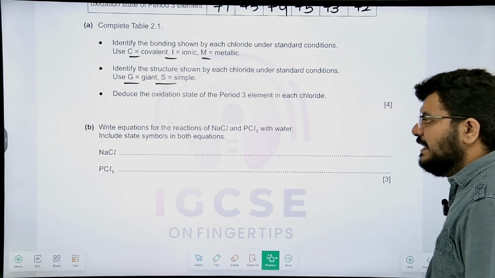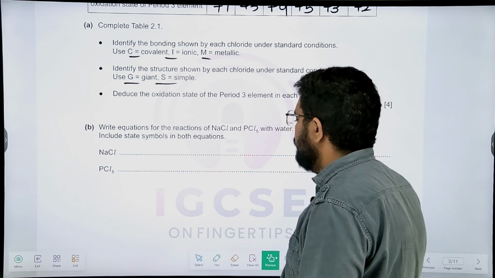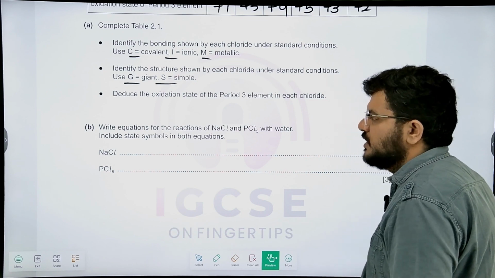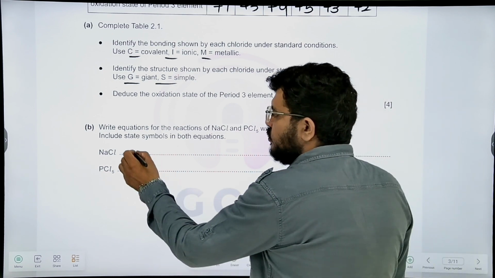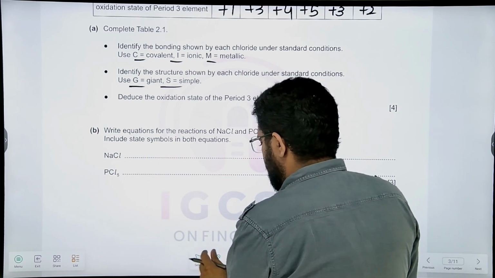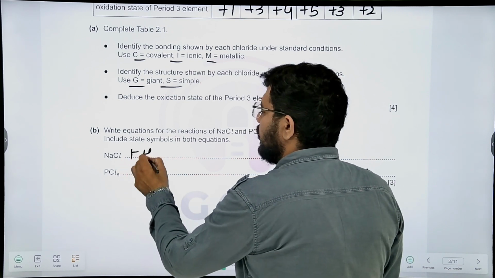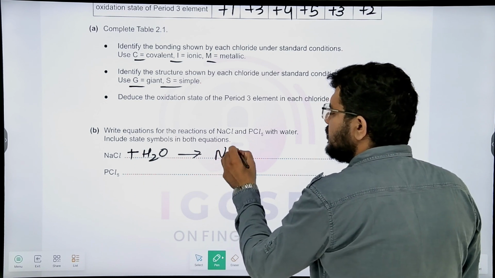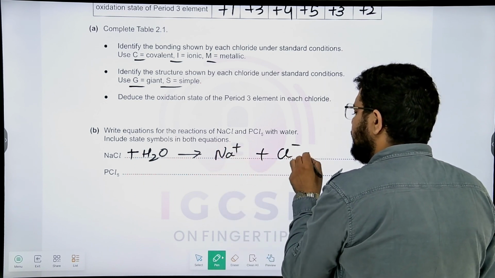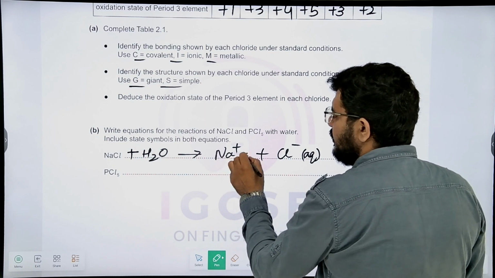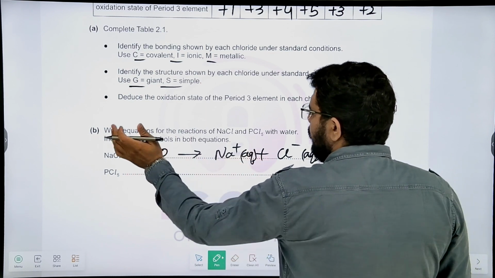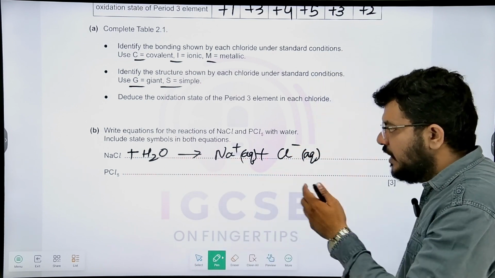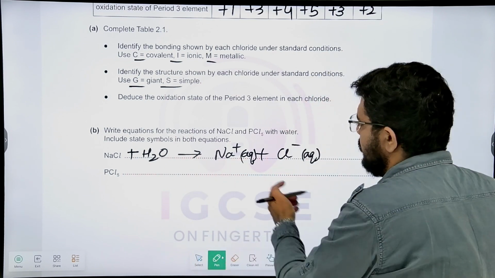So you have to write equations for the reaction of sodium chloride and PCl5 with water. Include state symbols with both equations. Now sodium chloride is a salt. So sodium chloride plus water will give you Na plus and Cl minus aqueous, right? And rather I would not write plus water, I will just write dissolved, right? But here reaction with water is asked, so this is how you write.